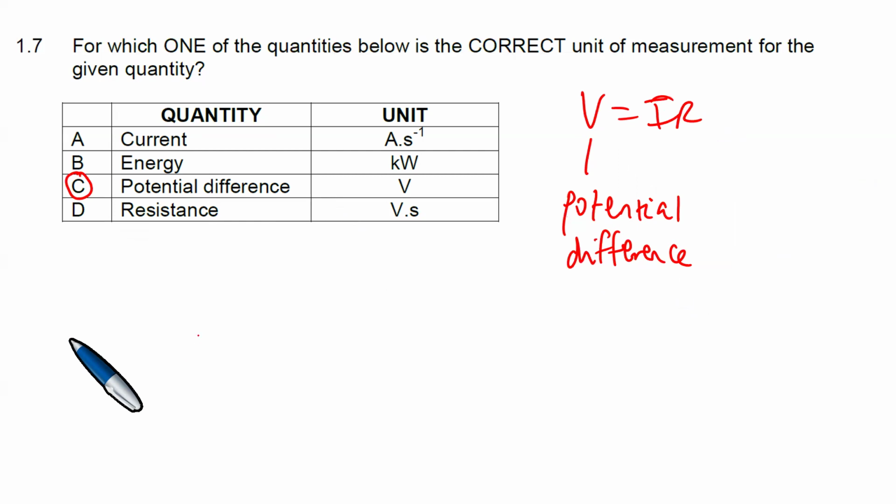Potential difference in 1.7 is measured in what? In volts. So the unit of potential difference is V, the volt. Yeah, we're good. So we continue. Next one, 1.8.